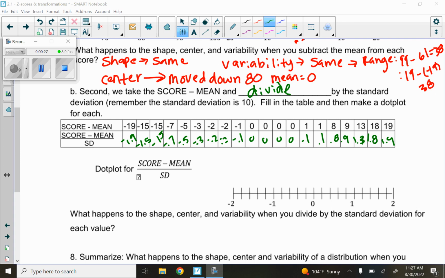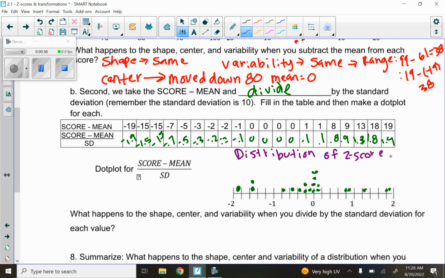So that's what your table should be now. And now pause and come back and check your dot plot. So it should look roughly like that. So what we are actually showing, this is where you want to bring in that second color. This dot plot is our distribution of z-scores. And what we call this is our standardized distribution.